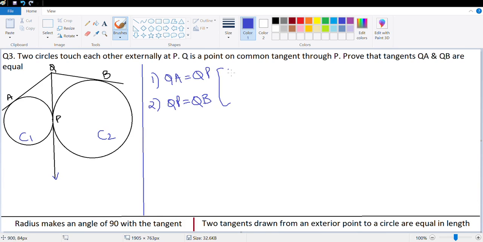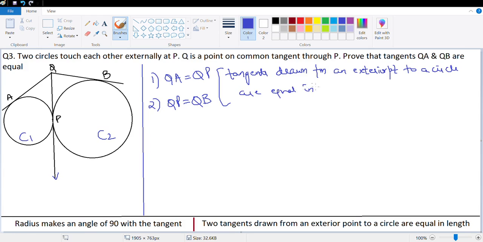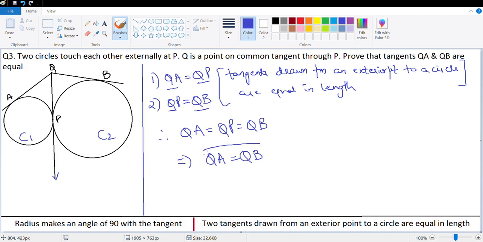The reason for this is tangent drawn from an exterior point to a circle are equal in length. So that's this common reason for both of them, which means since QA is equal to QP but QP is equal to QB, therefore QA is equal to QP is equal to QB, which means QA is equal to QB. That's what they wanted us to prove.